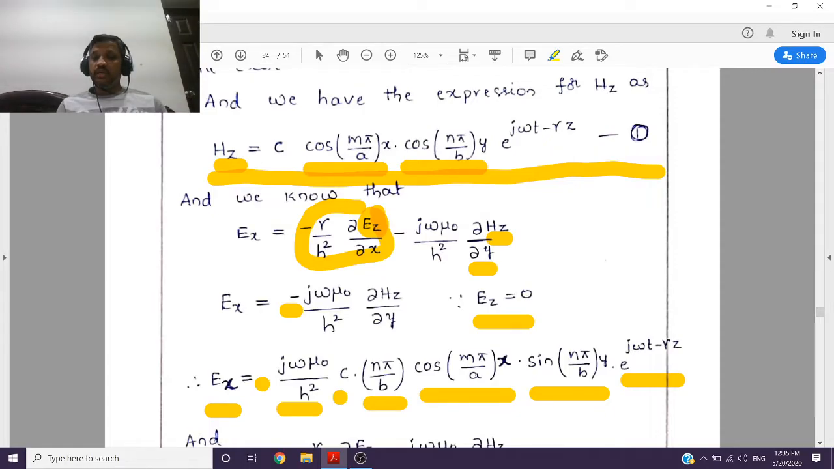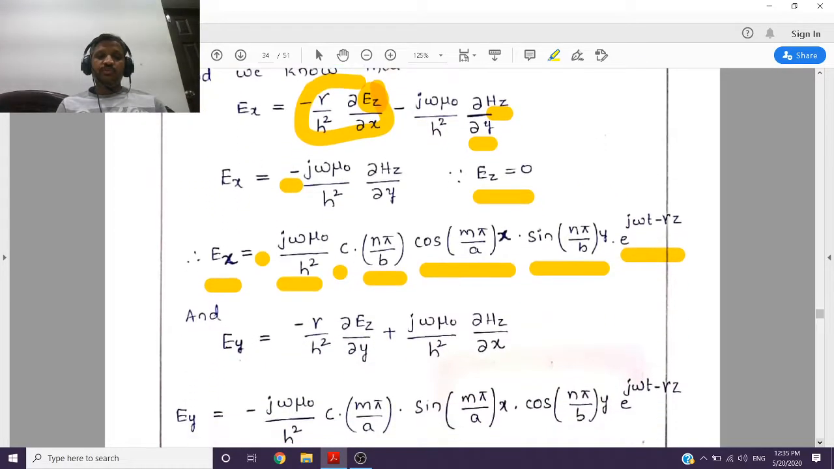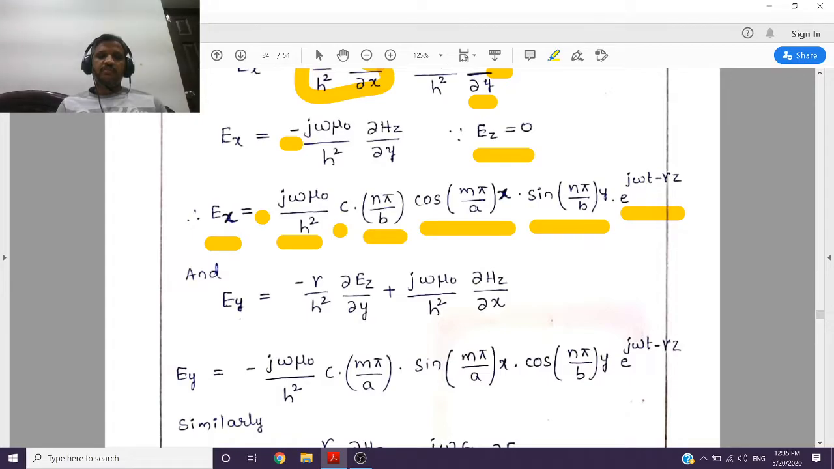Once we get Ex, we need to go to Ey. The Ey expression is almost similar to that, that is minus gamma by h square dou Ez by dou y plus j omega mu naught by h square into dou Hz by dou x. Again, as it is transverse electric mode of analysis, the first term is going to become 0 here.